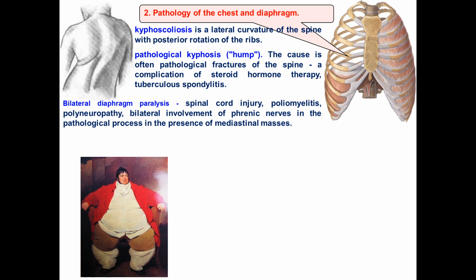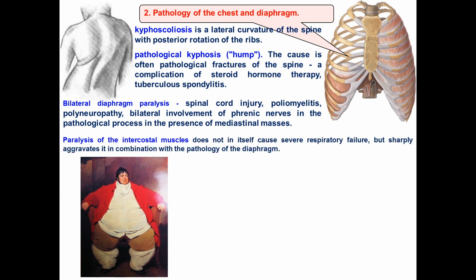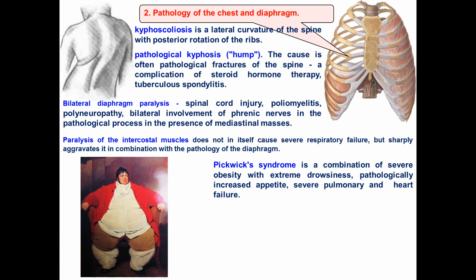Bilateral diaphragm paralysis occurs with spinal cord injury, poliomyelitis, polyneuropathies, and bilateral involvement of the phrenic nerves in the pathological process in the presence of mediastinal masses. Another reason is paralysis of the intercostal muscles. It does not in itself cause severe respiratory failure, but sharply aggravates it in combination with pathology of the diaphragm.